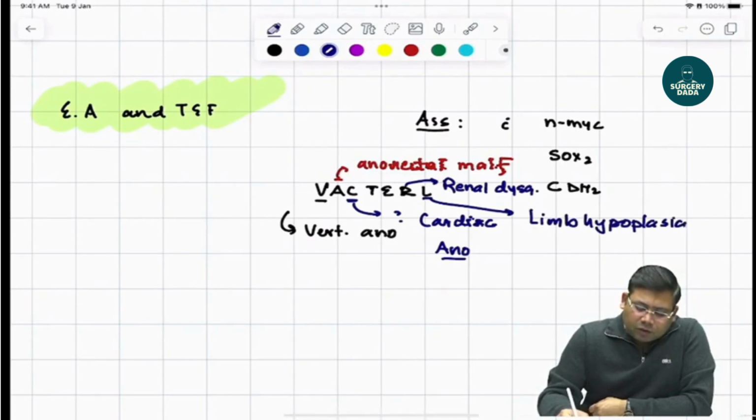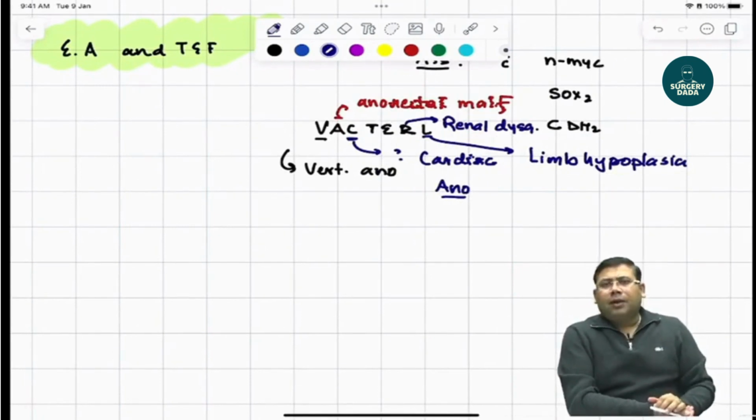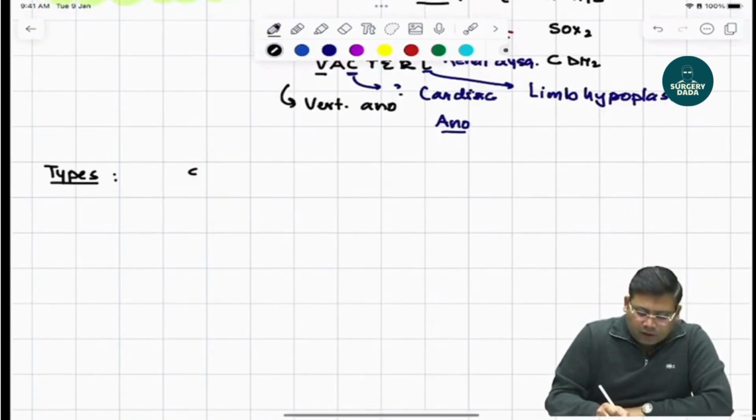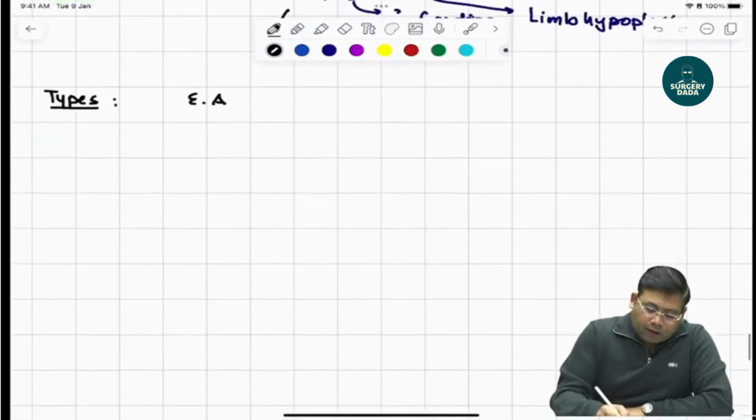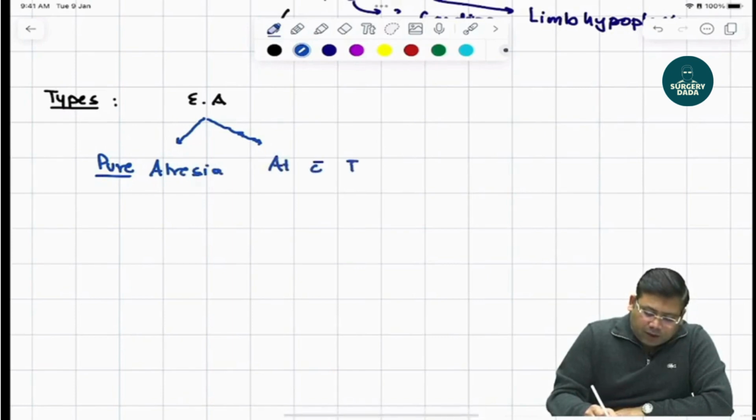So these are the classical defects which may be associated. If you have a patient of anorectal malformation, always think that the patient may be having concomitant changes associated with the esophagus, trachea, kidneys, the heart, vertebrae. This is very important. Now when we talk about the types of esophageal atresia, there are two broad types. We have pure atresia, and we have atresia with TEF.